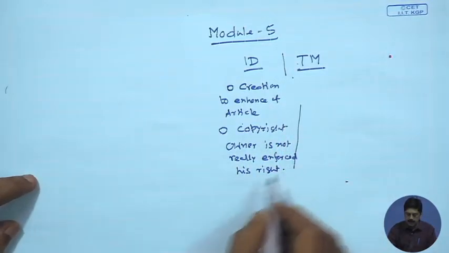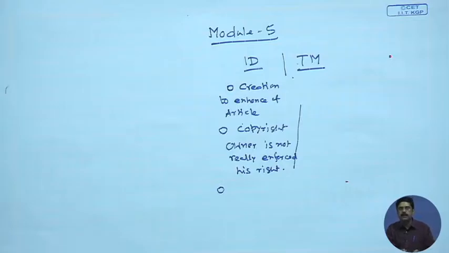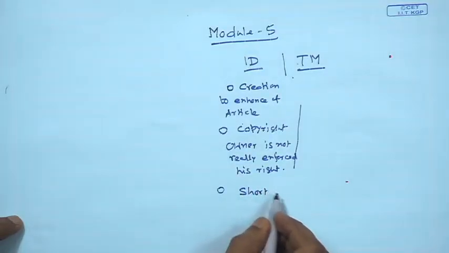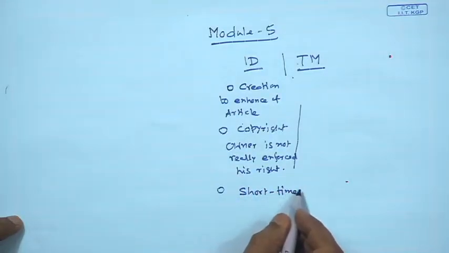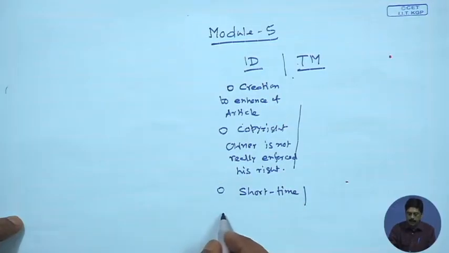Another situation may come: if you consider the aesthetic value of those articles, the value of the aesthetic look of an article lasts only a very short time. And another part, in copyright the period of protection is longer.